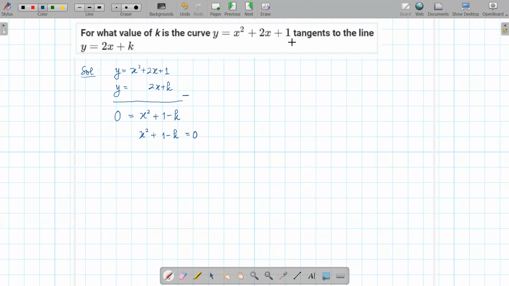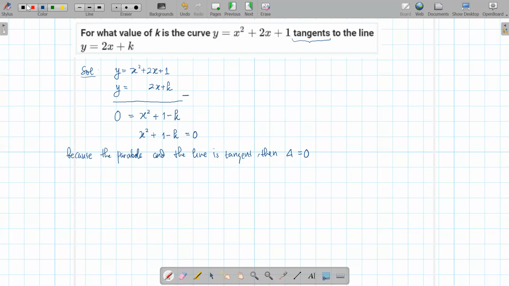Now, we are given the information that this curve is tangent to the line, and therefore, after we solve this simultaneously, we will find the discriminant, and we have to make the discriminant equal 0. Because the parabola and the line are tangent, their discriminant is 0.